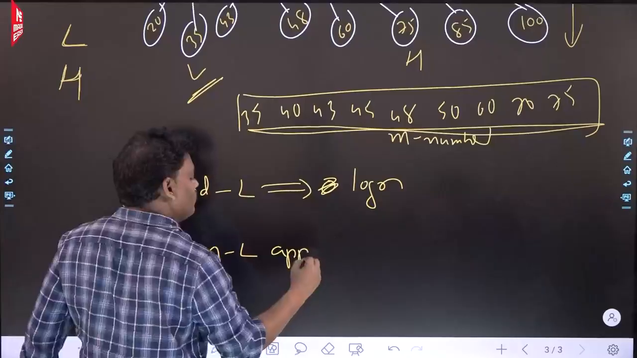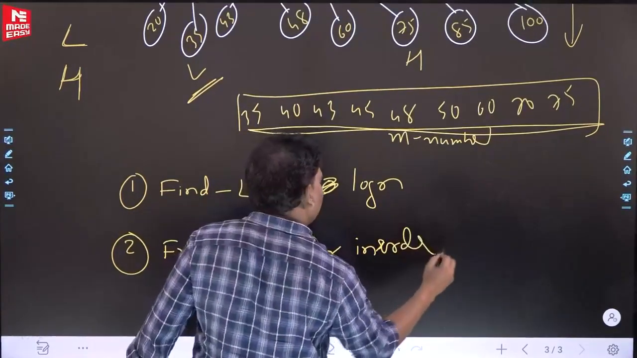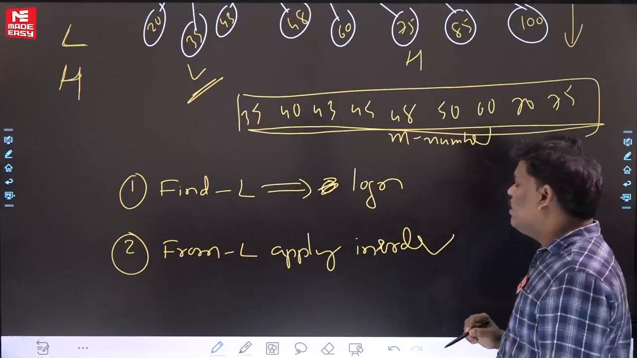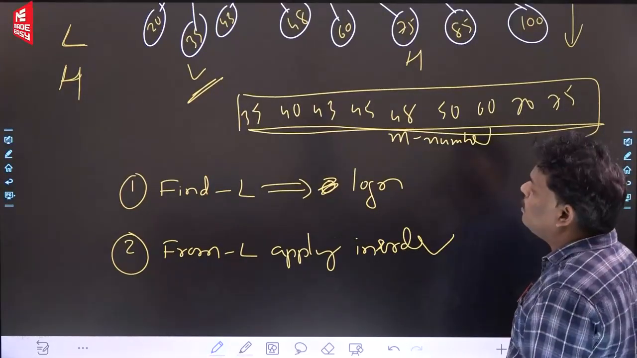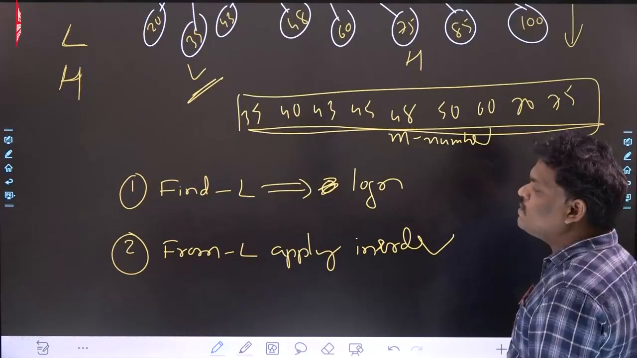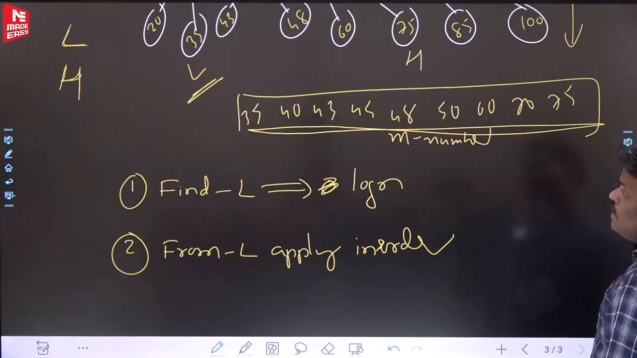apply in order. First is find L, log n. Second step is from L, apply in order. Try to remember: if you apply in order from any node, what will happen? From that place, all the ascending order will come in the tree.